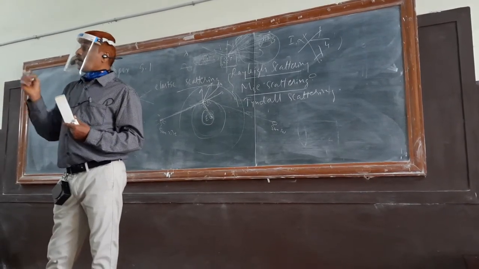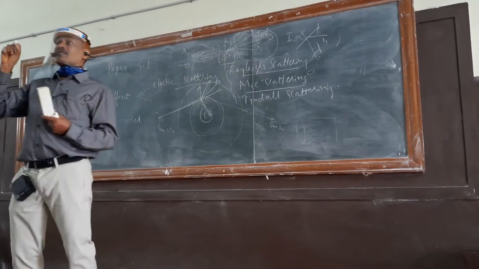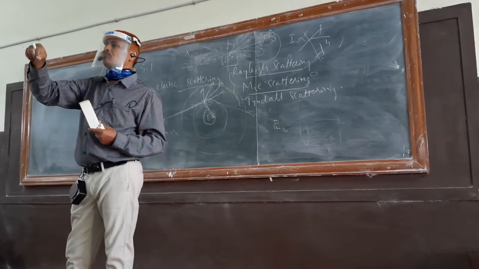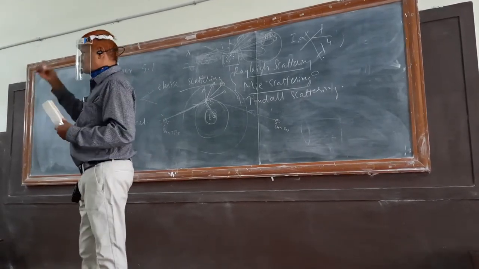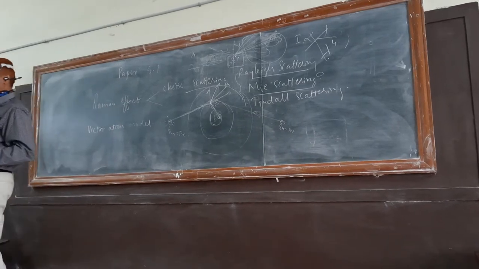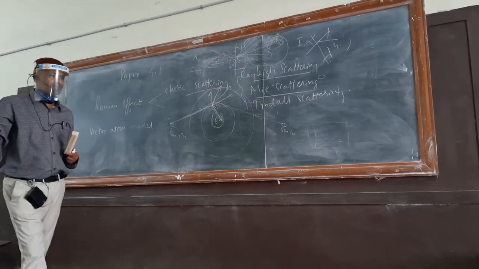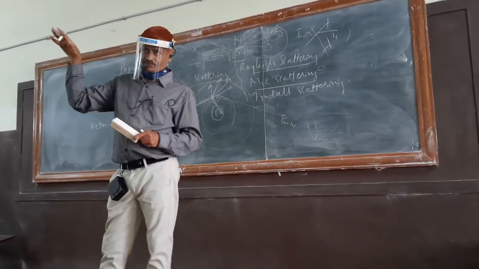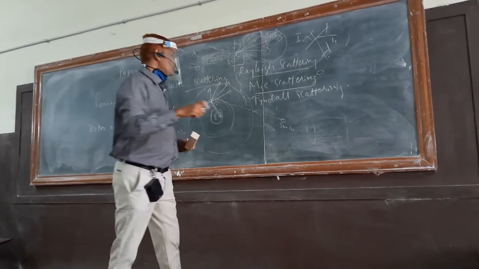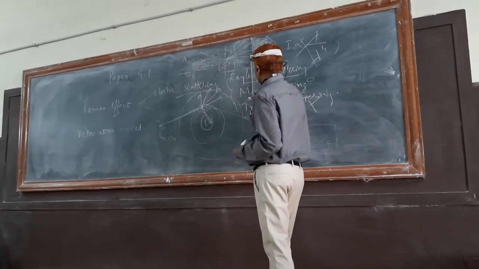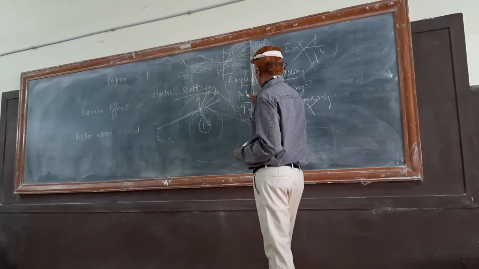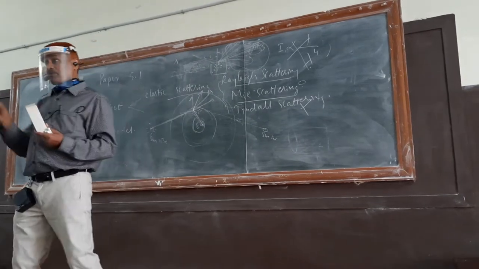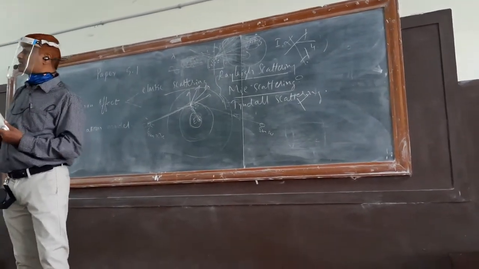Okay? Tyndall scattering comes when there is a colloidal solution. When you pour mud on the water, the small dust particles move randomly. That is the Tyndall effect, Tyndall scattering, a random walk. This occurs only in a colloidal solution. This is for the white color in clouds.